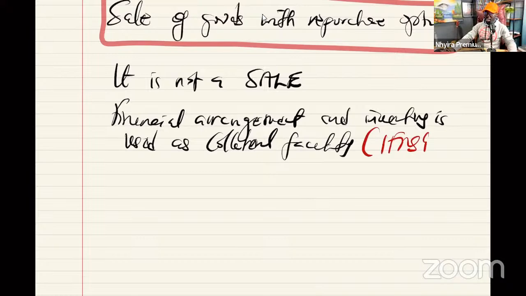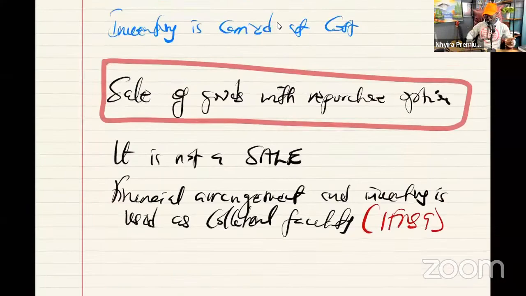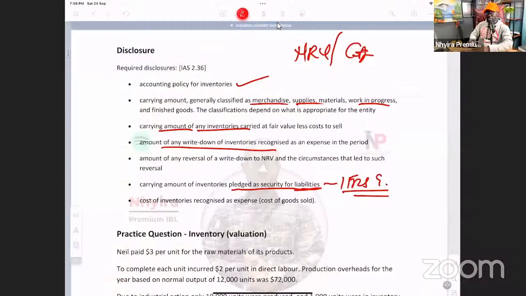Now, what we are saying here is that as part of the disclosure requirements in your notes, if you have any arrangement like that, where we have sold goods, but the entity has an option to buy it back, then we have to disclose in the notes so that the users of financial statements will understand that part of our closing stock, say $40,000, is technically ours, but not ours because we have used it as a collateral facility. So it is to enhance faithful representation of the financial statements.